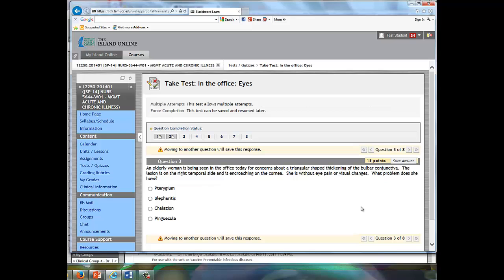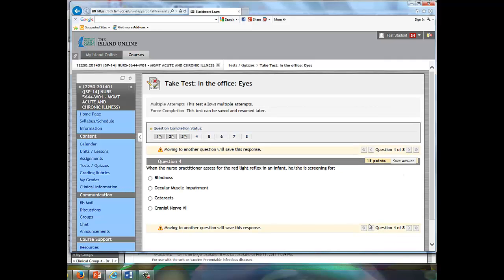An elderly woman is being seen in the office today for concerns about a triangular-shaped thickening of the bulbar conjunctiva. The lesion is on the right temporal side and has encroached on the cornea. She is without pain. What problem does she have? Pterygium? Blepharitis? No, that's chalazion. No, those are all on the eyelid, right? Pinguecula, maybe. Okay, so this is triangular shaped on the conjunctiva.